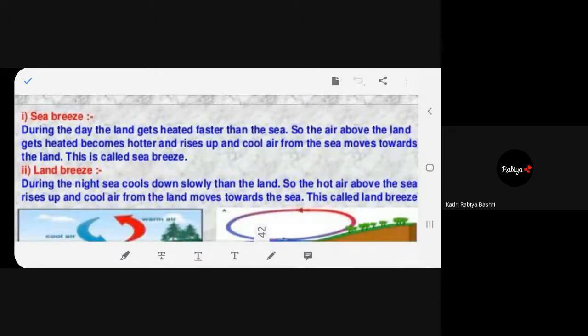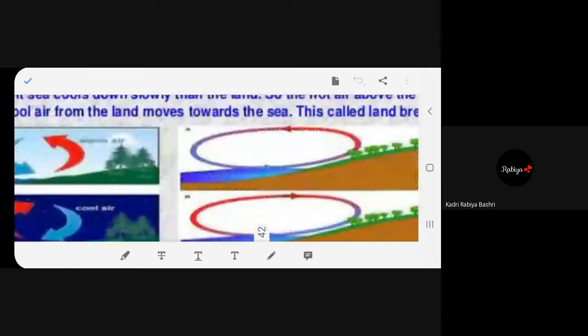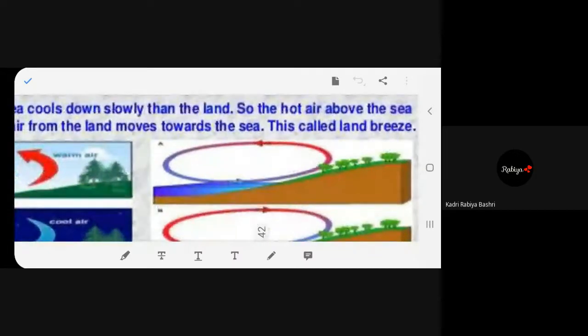What is happening in the daytime? This is land, and this is sea. Right, beta? Daytime. So compared to land and sea, which one gets heated faster? During daytime? Land, obviously. So land has got more heat, right? LH, I will write LH.